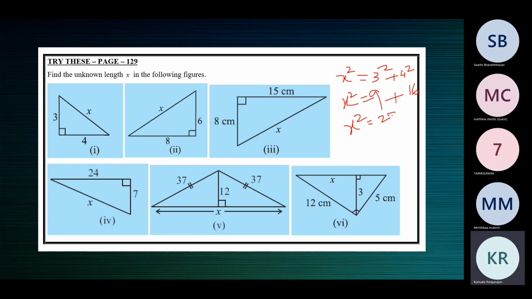X square is equal to 25. 25 is nothing but 5 into 5, so you can write this as 5 square. So x square is equal to 5 square. So x is equal to 5.